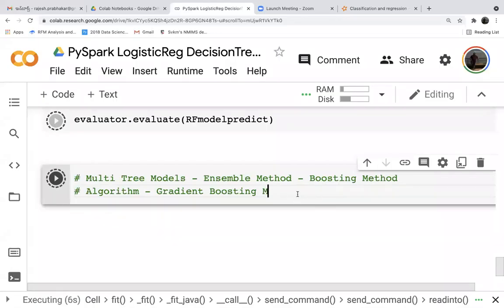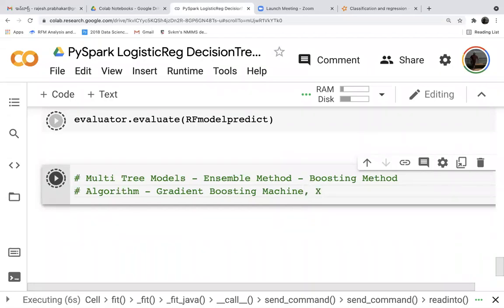Gradient boosting machine, also called GBMs. They are very powerful. They drastically increase the accuracy of the models very well, because of their ability to target the weak learners. There are other versions also which are available.